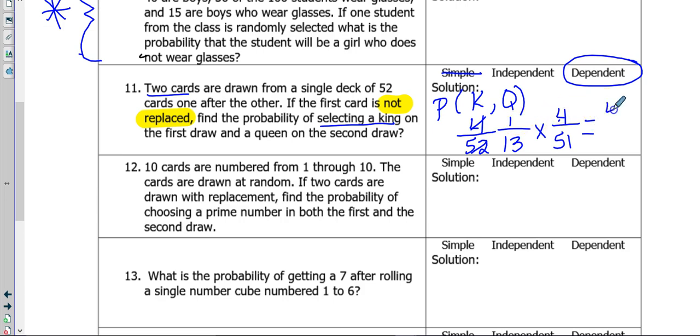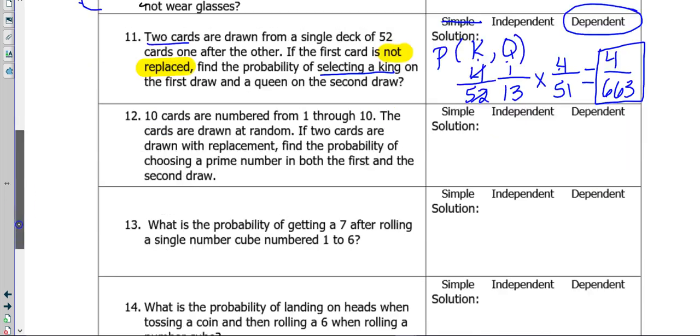1 times 4 is 4, and then 13 times 51. And I get 663. So very slim chance of that happening. It's a 4 out of 663 chance that I would draw a king and then a queen out of that deck of cards.